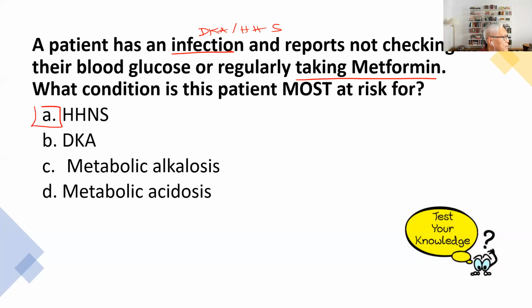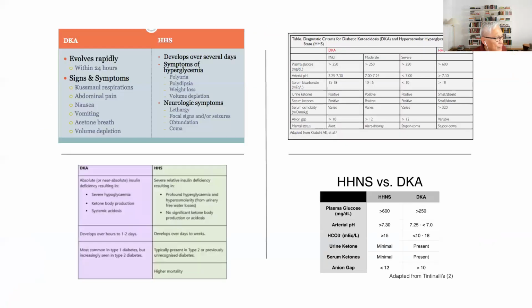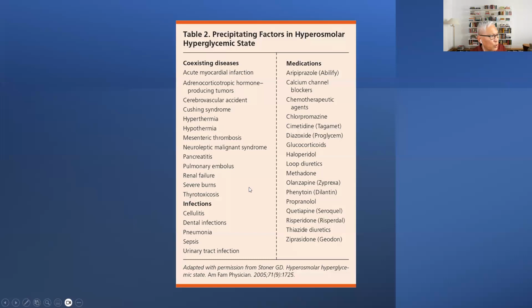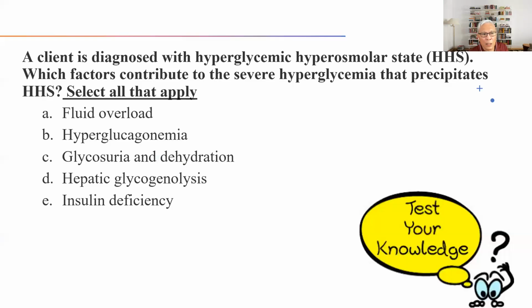And the reason for that is because of the fact that he's not taking the metformin regularly. This increases his blood sugar, and therefore this is going to be gradual. And you remember the difference between DKA and HHS. In DKA, it evolves rapidly, and in HHS, it develops over several days. Okay, so that's a little bit of a challenge question. All right, let's take a look at another one.